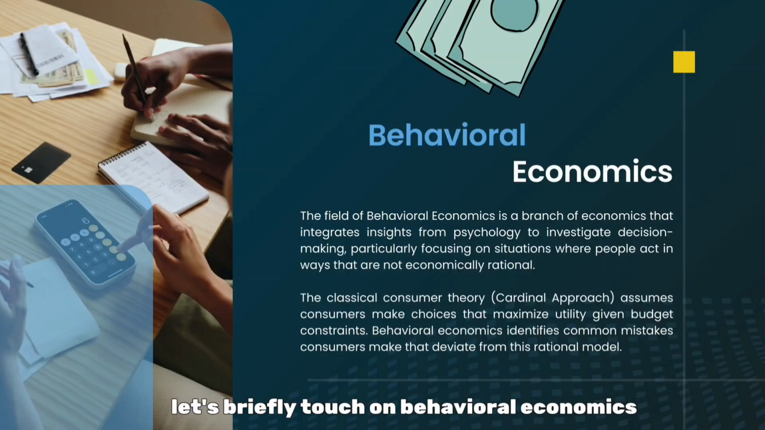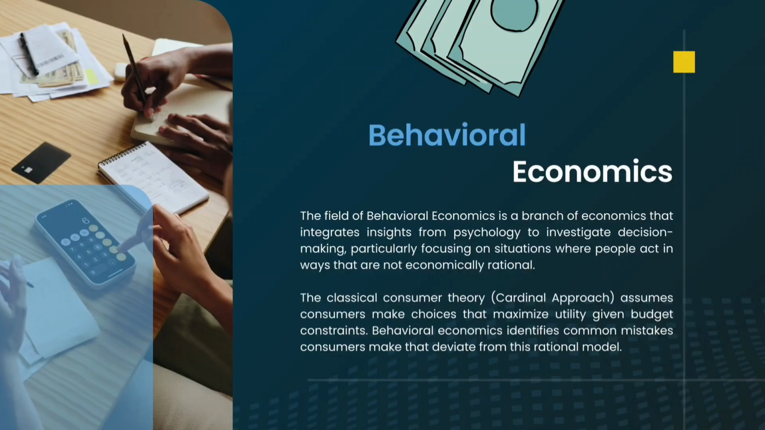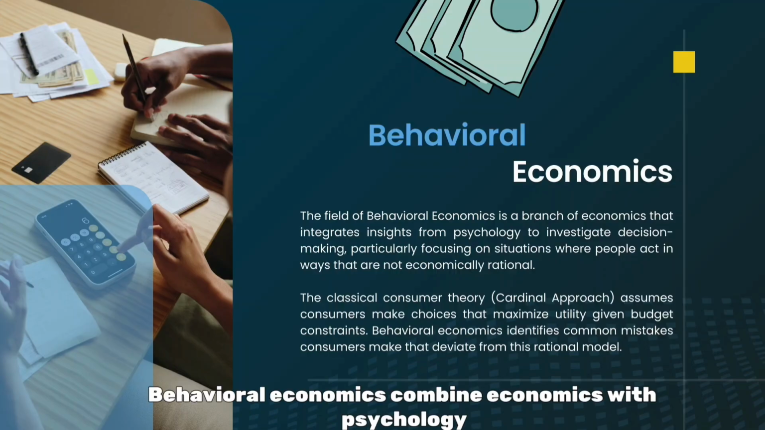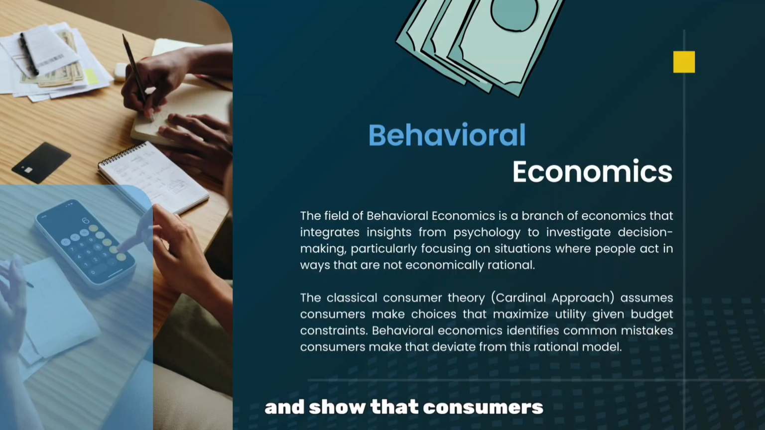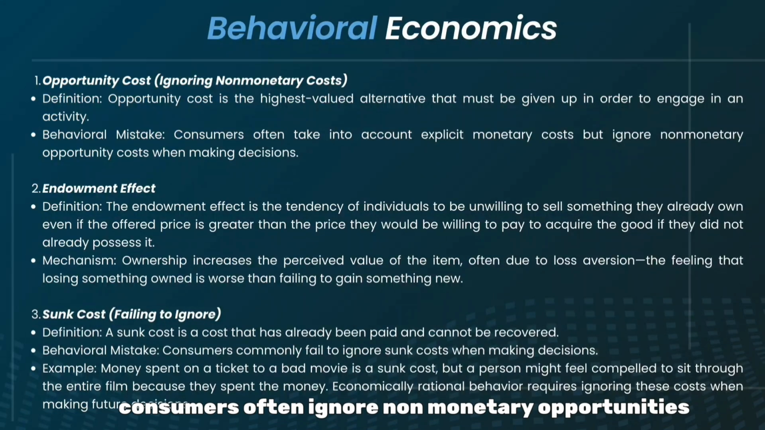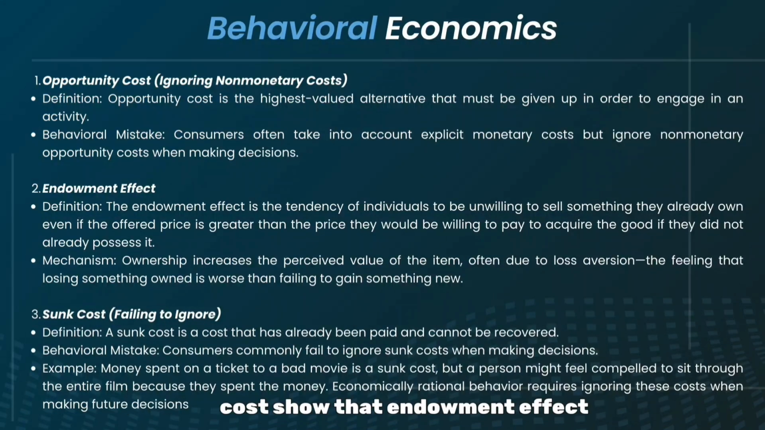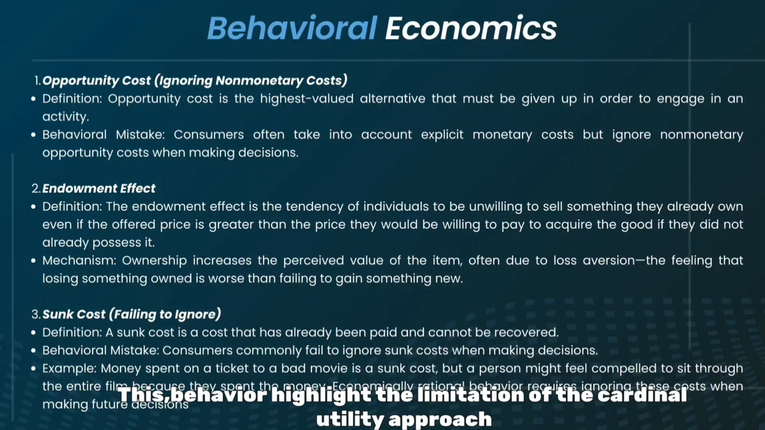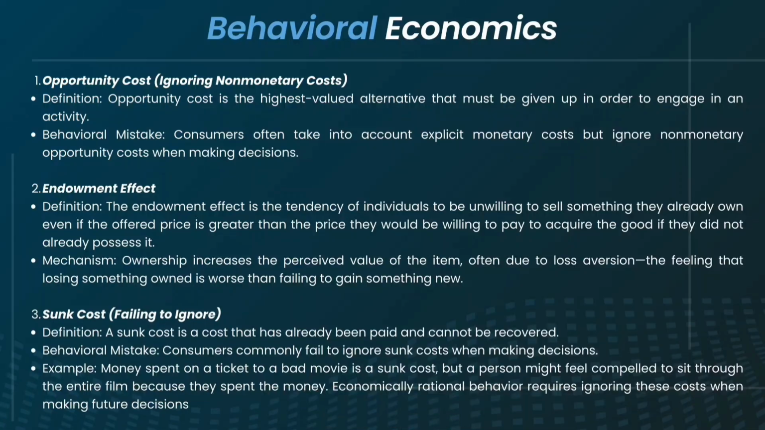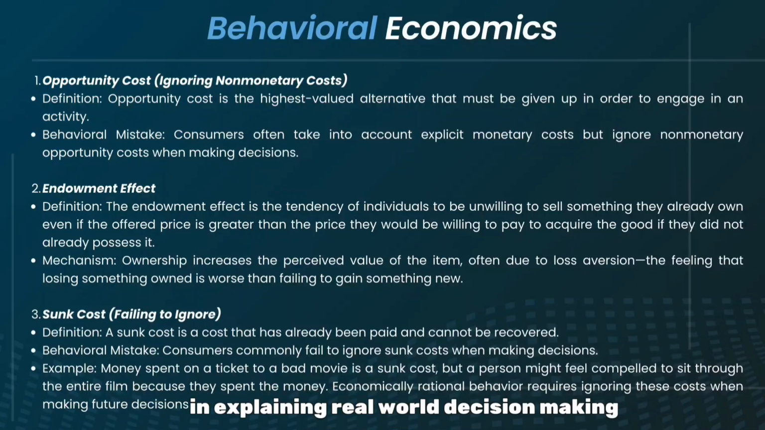Finally, let's briefly touch on behavioral economics. Behavioral economics combines economics with psychology and shows that consumers do not always behave in a perfectly rational way. For example, consumers often ignore non-monetary opportunity costs, show the endowment effect, and fail to ignore sunk costs. This behavior highlights the limitation of the cardinal utility approach in explaining real-world decision-making.